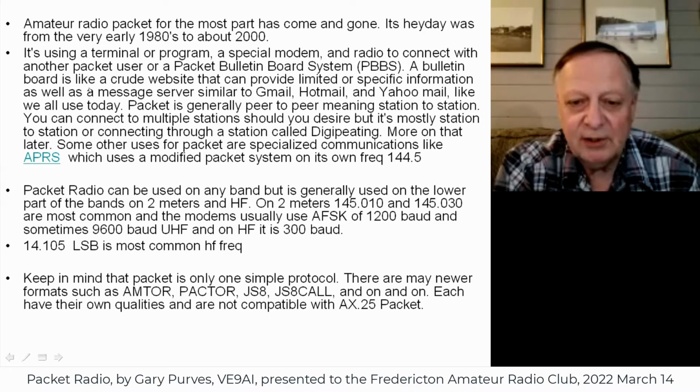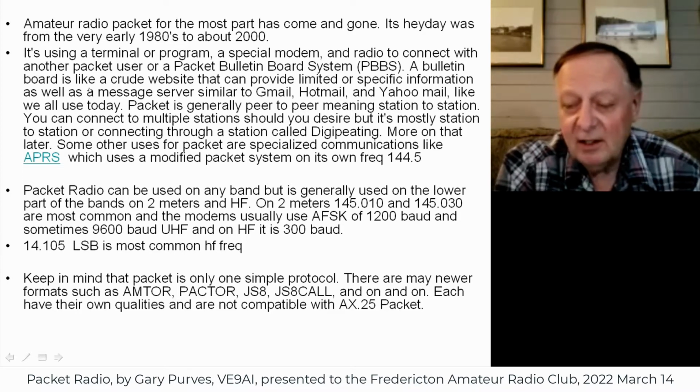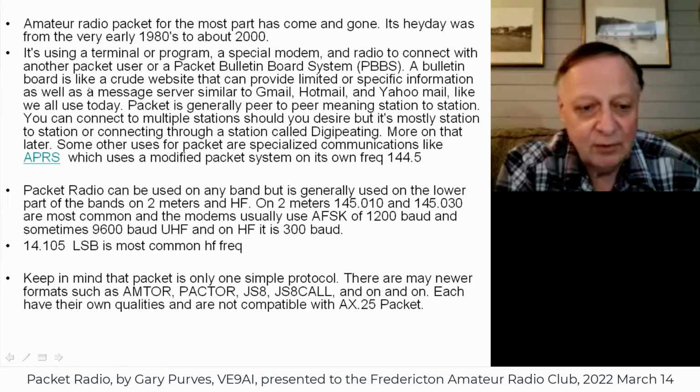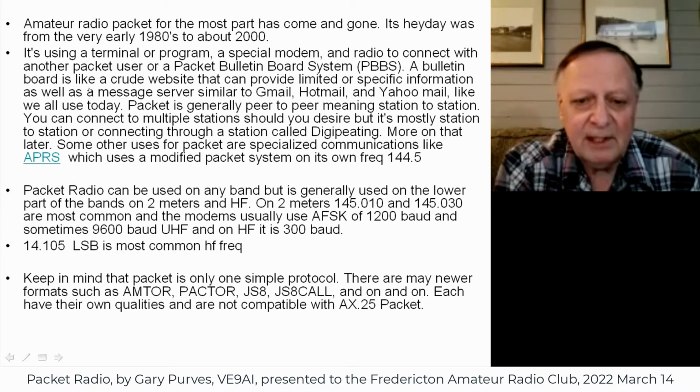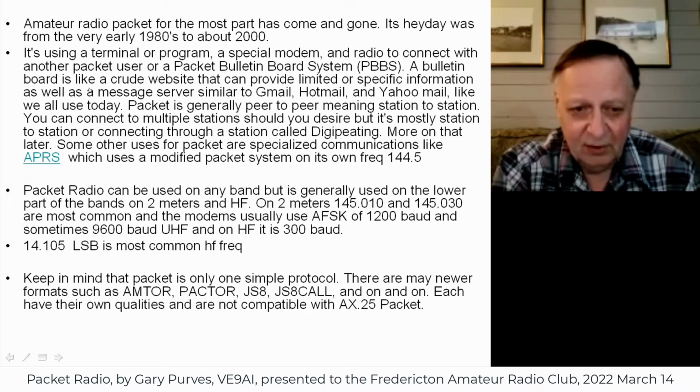Packet radio can be used on any band, but is generally used on the lower part of the bands, on 2 meters and HF. On 2 meters, 145.010 and 145.030 are the common ones. There are other frequencies available there, like 050 and 070, but those are the most common, and the modems usually use AFSK at 1200 baud, and sometimes 9600 baud on UHF. On HF, it's only 300 baud because of the low frequency.